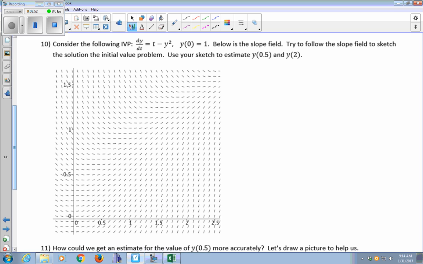And I'm given an initial condition y of 0 equals 1. So here's the slope field. If I want to follow the slope field to sketch the solution to the initial value problem, my initial value is y of 0 is 1. So 0, 1 is my initial value. And then I want to just follow the slope field. So it's going to go something like that and that.